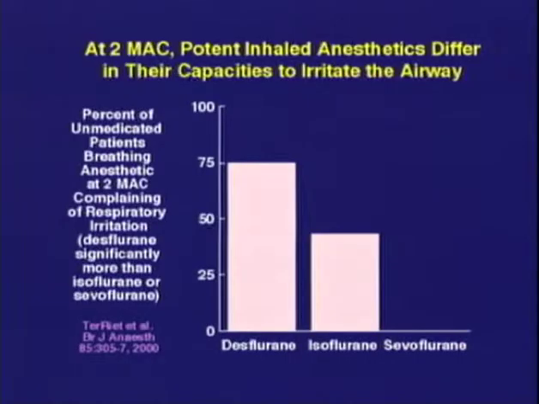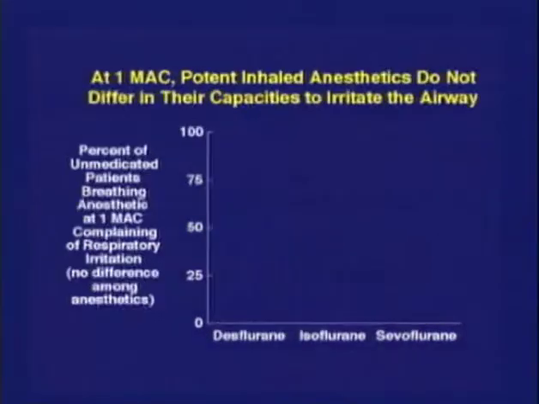Let's return to that issue of airway irritant qualities, and remember this slide. It says give 2 MAC of desflurane, you get evidence of respiratory irritation. You also get it with isoflurane, but not quite as much. And with sevoflurane, you get nothing. But at 1 MAC, you get no evidence of respiratory irritation. They're all the same. And that applies broadly in terms of respiratory effects.